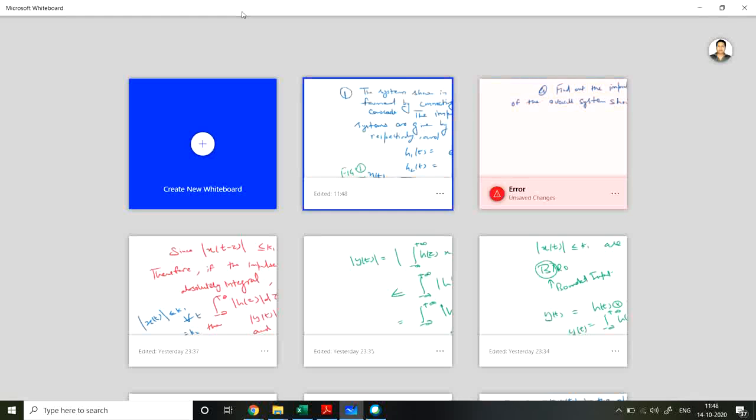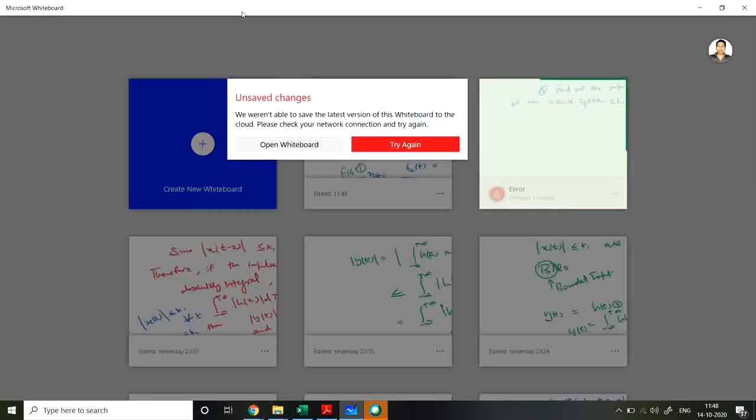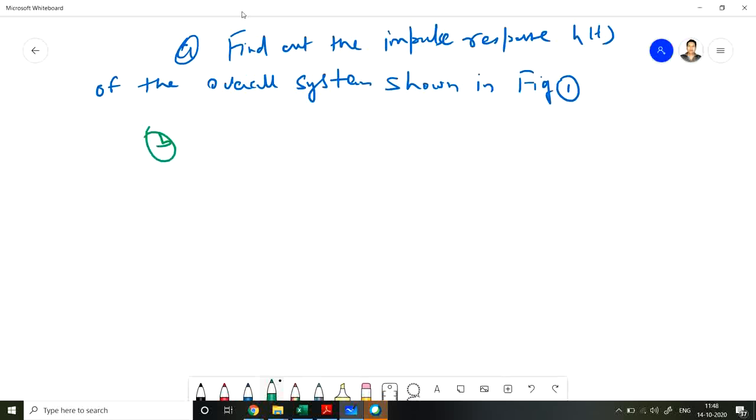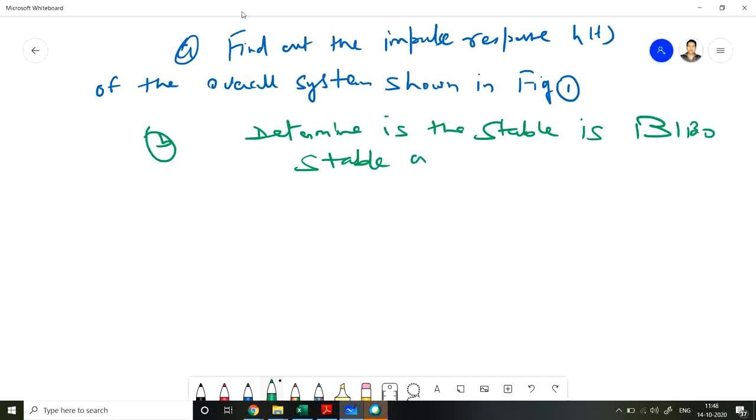Okay, so next part is part B. Part B is determine if the overall system is BIBO stable or not. So this is our second part. So let us solve this problem.